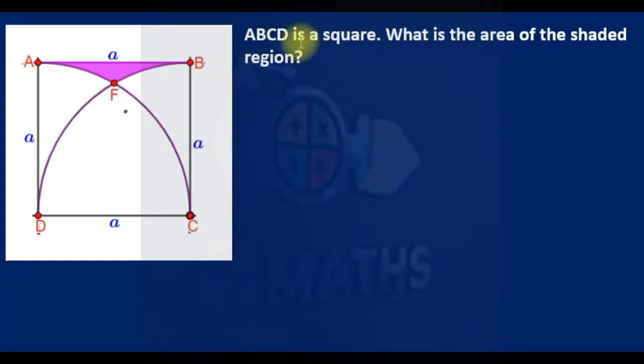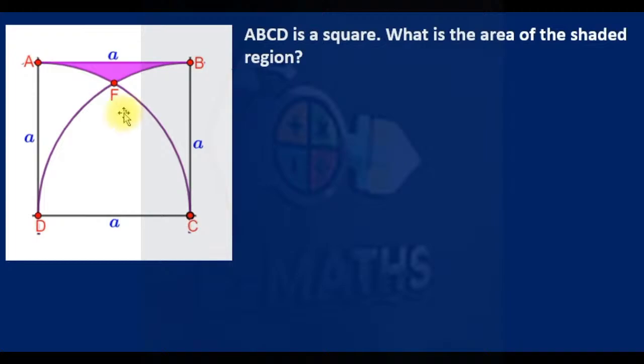So they said ABCD is a square. What is the area of the shaded region? Okay, this is a square of sides A, and we're asked to find the area of this shaded region. For us to get the area, what we have to do is to subtract the remaining area, that's this part A, F, B, C, D, from that of the square.